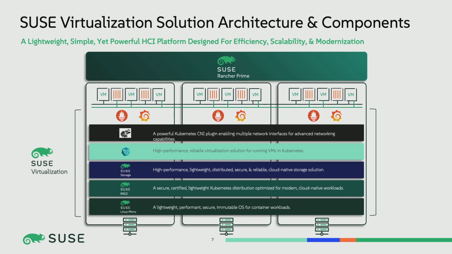We've got 2 more slides. As an introduction of what the stack looks like, we start from the bottom. First is SUSE Linux Micro, which is our immutable version of SUSE Linux Enterprise. Then, of course, RKE2. It's our Rancher Kubernetes engine. Longhorn, SUSE Storage is our software-defined storage.